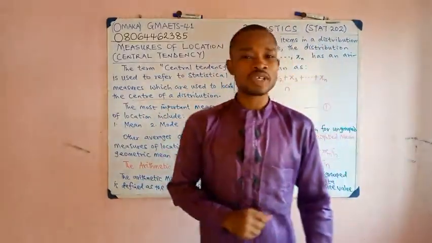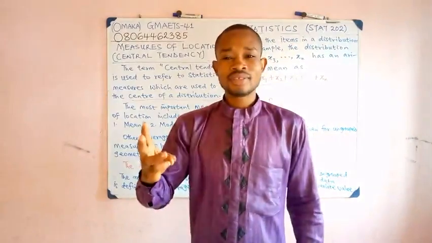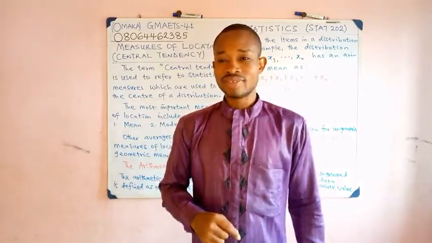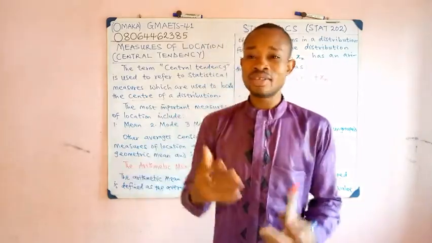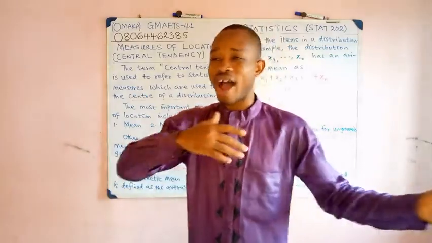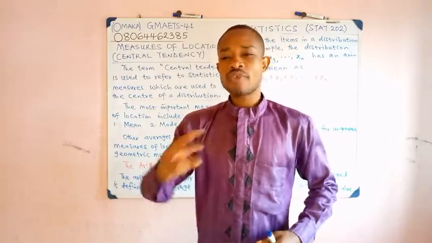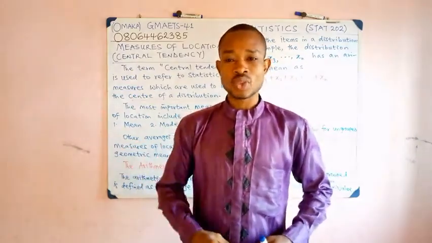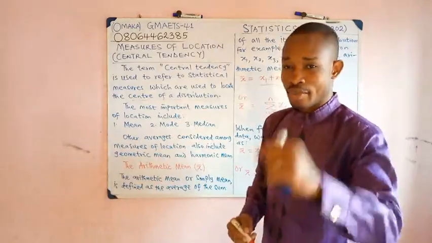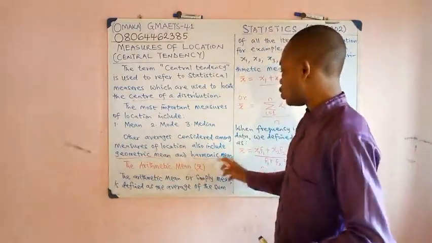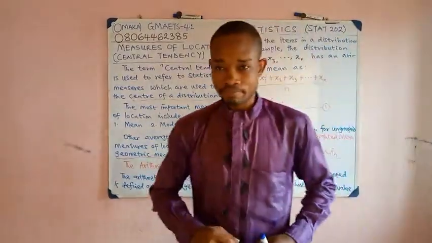There are three most important of them: the mean, the mode, the median. When we talk about the mean, apart from the general mean that we are used to, we're talking about add all the items, divide by the number of items. We also have two other averages, two other means, which we call the geometric mean and the harmonic mean. We are going to discuss all of them in this topic, geometric and harmonic mean.